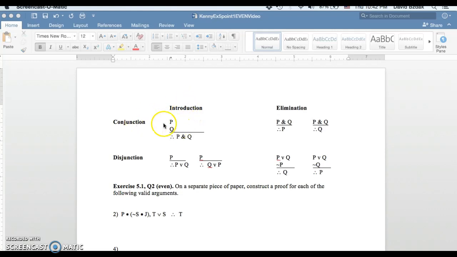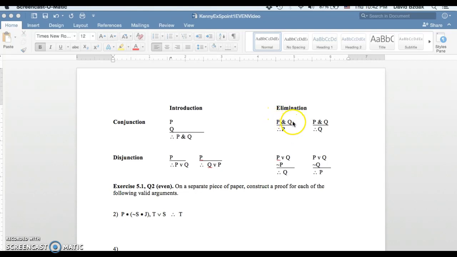So for conjunction, we've got introduction rule, elimination rule. For disjunction, we've got introduction, elimination. The conjunction introduction rule says if I have P on a line by itself and if I have Q on a line by itself, I could validly infer the conjunction P and Q. So I'm introducing the conjunction into this conclusion.